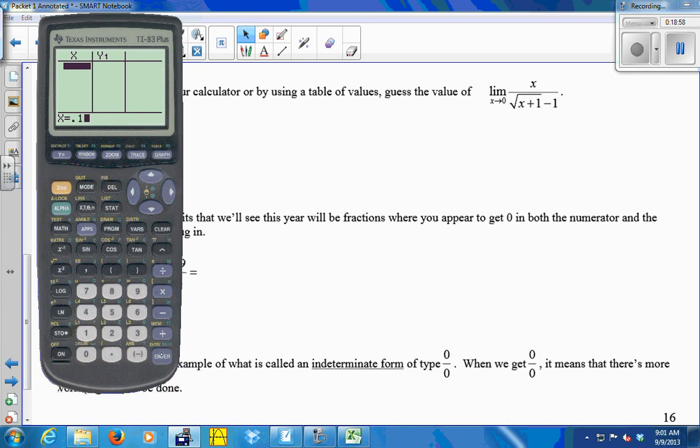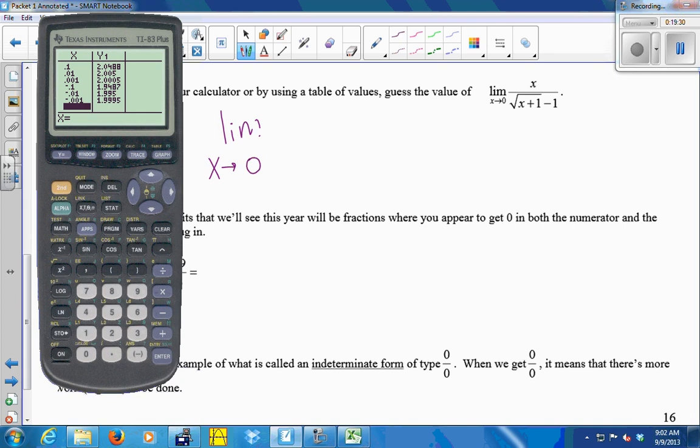So I could do 0.1, 0.01, 0.001. What value does it look like the y values are approaching? 2. Okay, and then let's just double check, make sure we come from the other side, you get the same value. So I'll do negative 0.1, negative 0.01, negative 0.001. Does it look like those y values are also approaching 2? Yes.